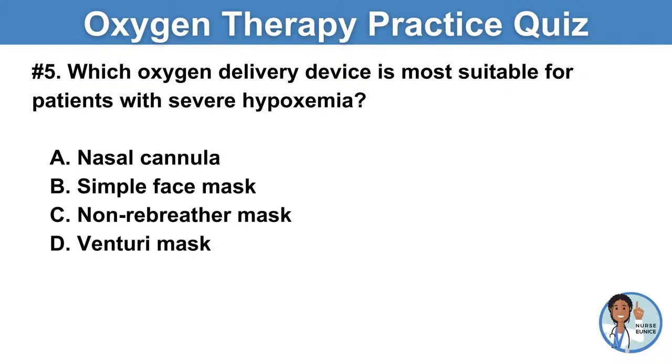Which oxygen delivery device is most suitable for patients with severe hypoxemia? Nasal cannula, simple face mask, non-rebreather mask, or Venturi mask?